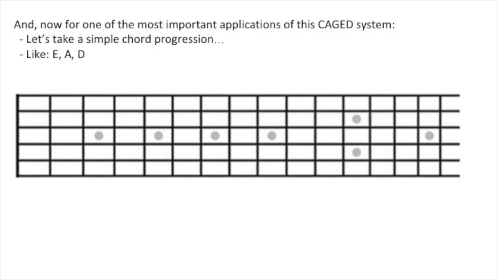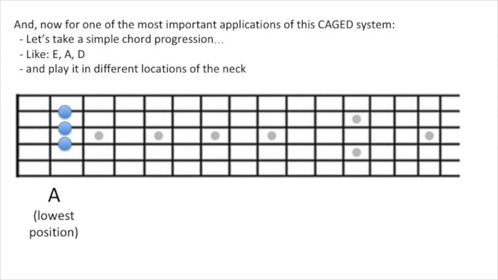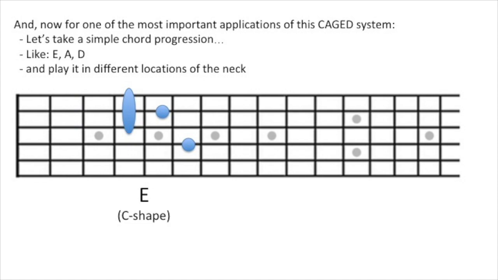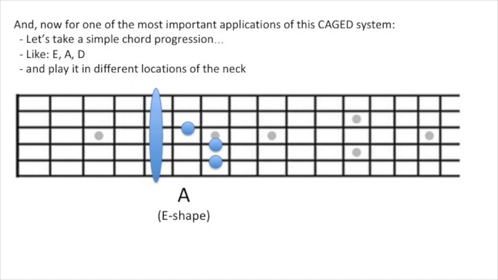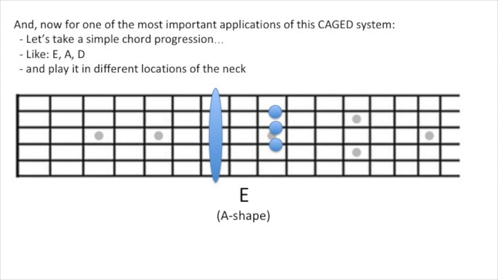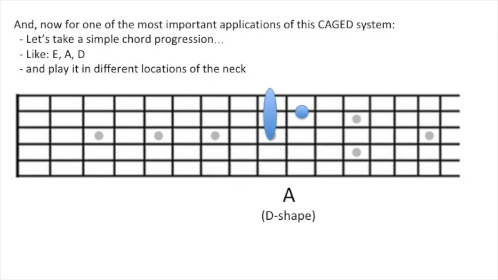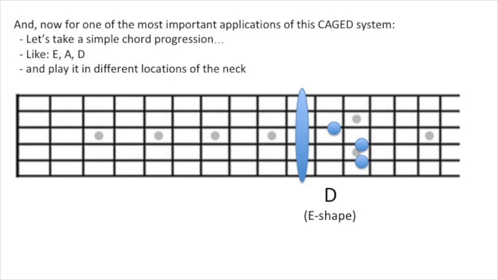Let's play this progression all over the neck, using the CAGED system. We'll start out with the open chords. As we shift up the neck, we'll use the C shape to get the E chord, the E shape to get the A chord, and the A shape to get the D chord. This can get a bit confusing at first because these chord shapes that we already know become different chords. But let's keep going. Now we'll play the E chord with the A shape, the A chord with the D shape, and the D with the E shape.